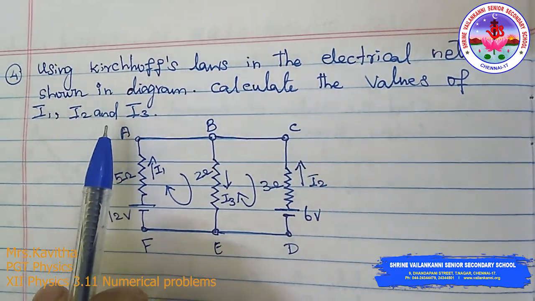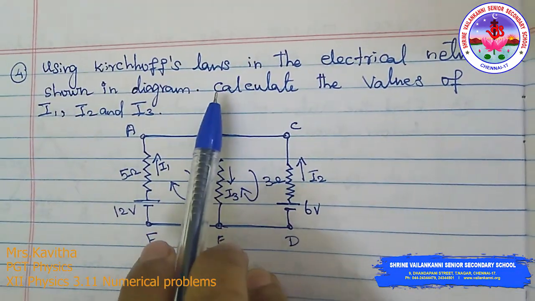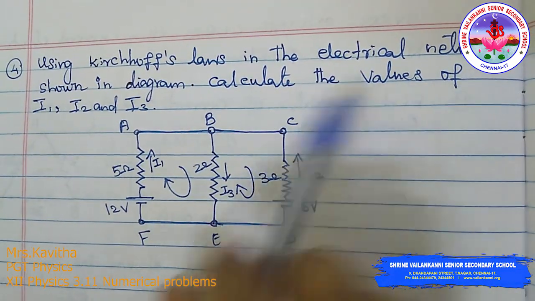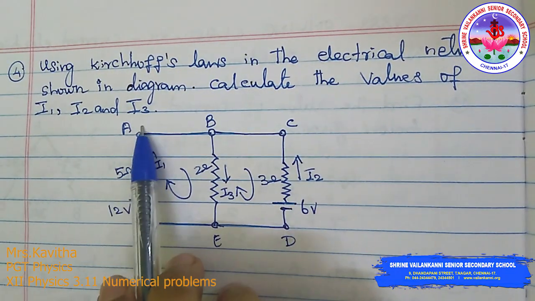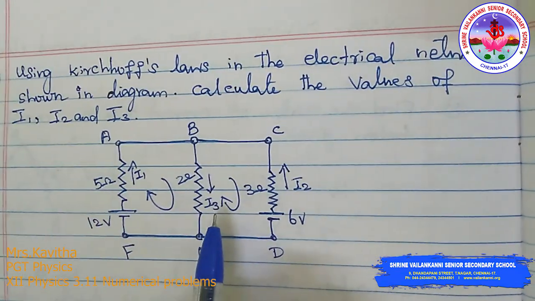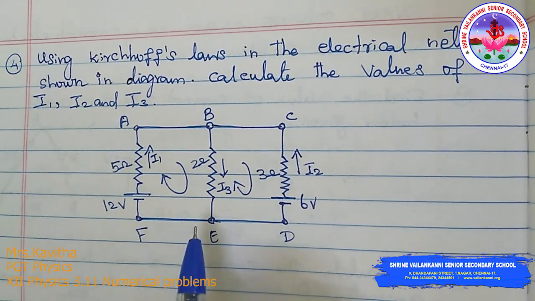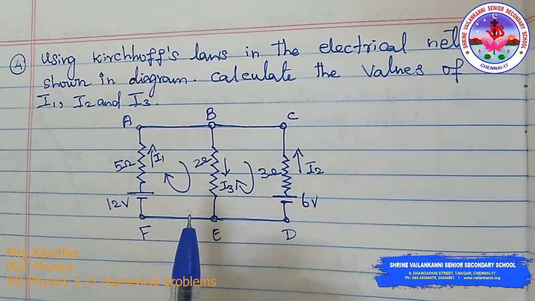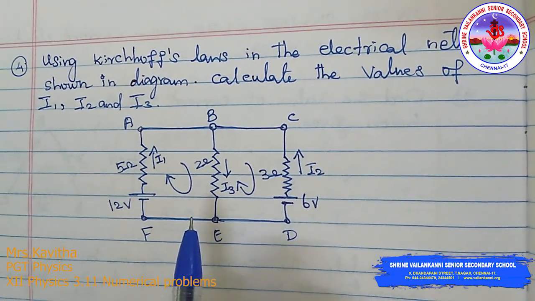Here's the next question. By using Kirchhoff's law in the electrical network shown in this diagram, calculate the value of I1, I2, I3, the current value they asked. Now, by applying the first law, that means the junction rule, the incoming current is equal to the outgoing current.